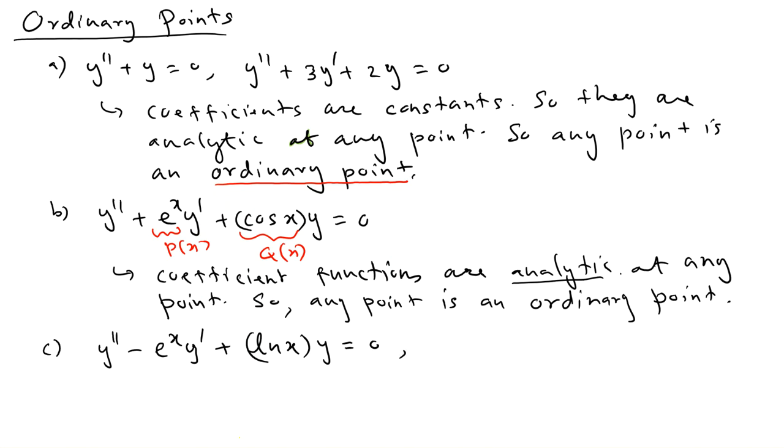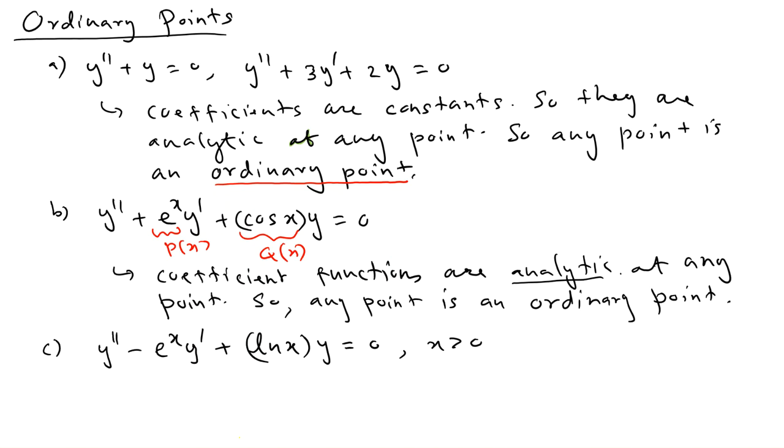I'm going to assume x is positive here because it's ln x. So at 0 this function is not defined. You can see that it's a nice continuous function, but at x equals 0 it is not continuous. That means not analytic at 0, but analytic everywhere else. So x equals 0 is not an ordinary point, it is a singular point.